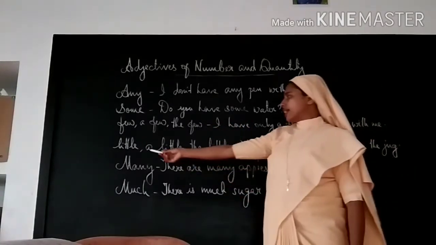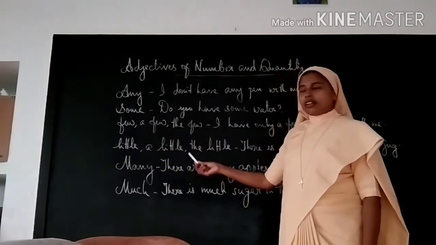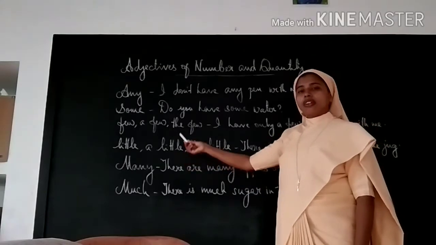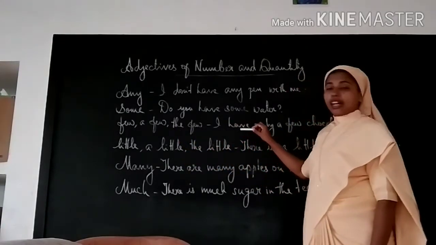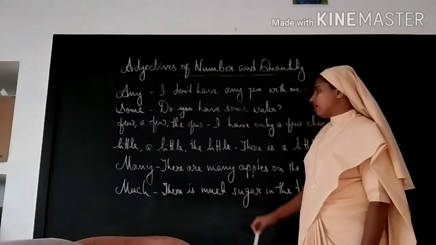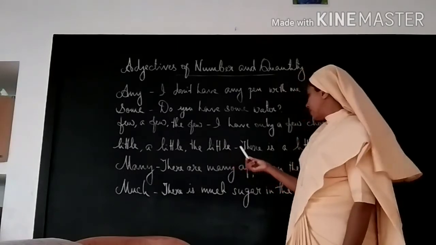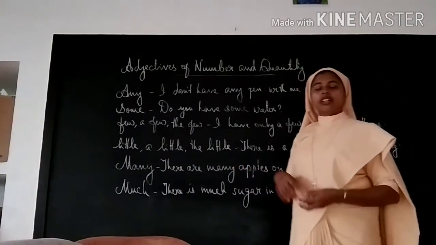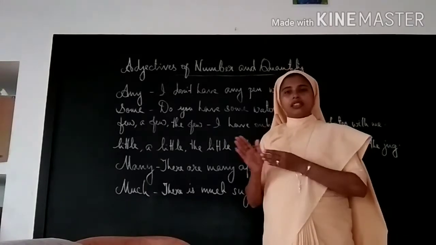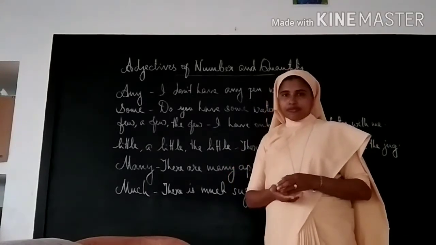And the next one is little, a little, the little. It will be used in the same sense as few, a few, the few. Little, a little, and the little will be used with uncountable nouns. There is a little water in the jug. Water is an uncountable noun, and a little will be used before water.